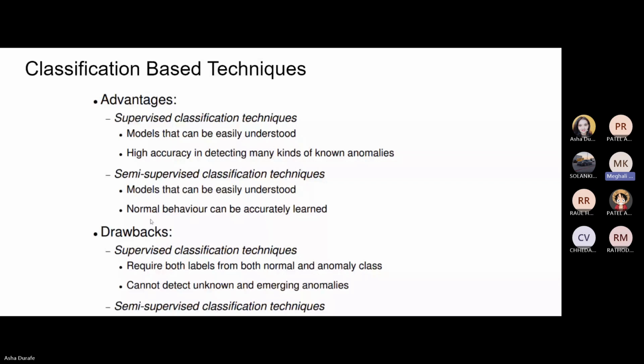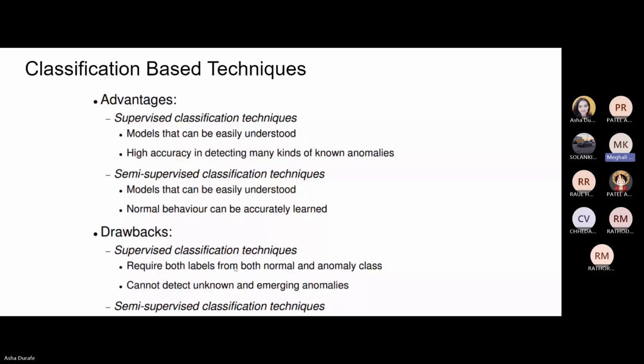But at the same time, there are few drawbacks. In supervised classification, the drawback is it requires both the labels from normal class as well as from anomaly class. And it cannot detect unknown and emerging anomalies. So that is the drawback of supervised classification. In semi-supervised, it requires the labels from normal class, and possible high false alarm rate is one of the drawbacks of the semi-supervised technique.